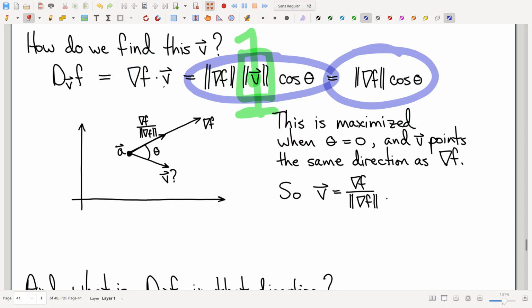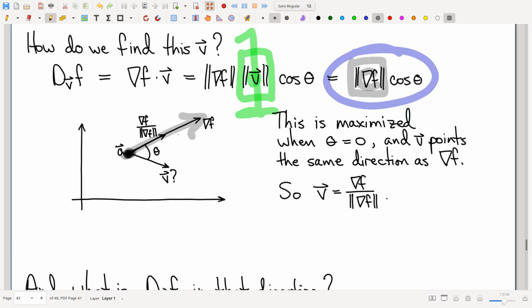That's what I want to try to make as big as possible. And if you think about it, this right here, the magnitude of the gradient, is a great big constant. I haven't moved, right? I'm still at this point A. I'm looking in different directions, but I haven't actually moved yet. That means the gradient is what it is. It's just sitting there. As I contemplate the various directions that I might go, I'm still at the same point that still has the same gradient.